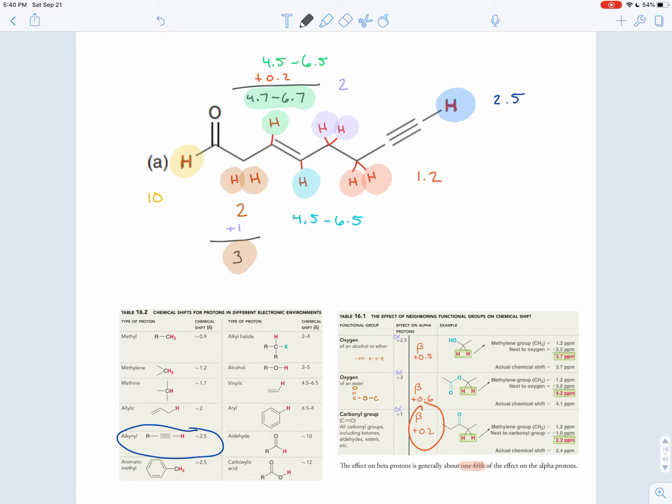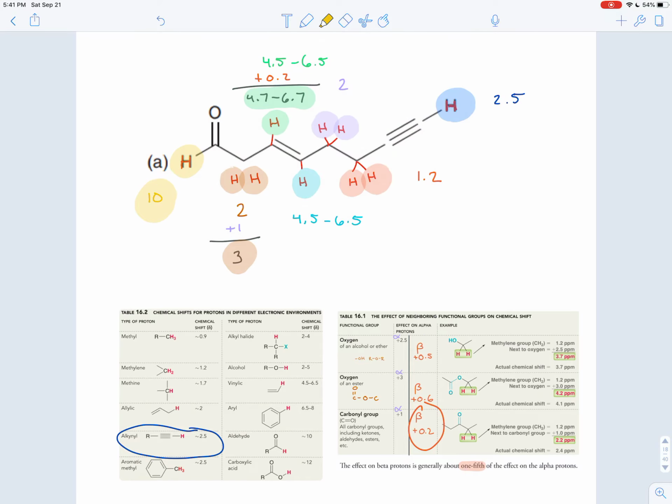Now, if you're wondering, wait a second, how about this hydrogen here? Note that that is not alpha or beta to the carbonyl. That is on the carbonyl carbon. And so the shift that's related to its proximity to the oxygen and to the carbonyl is taken into account already when we saw the shift for that structure. And so these are the shifts you would expect for these different peaks.